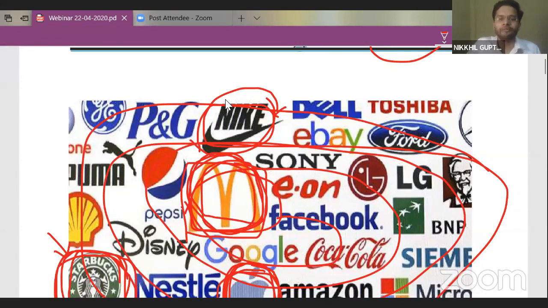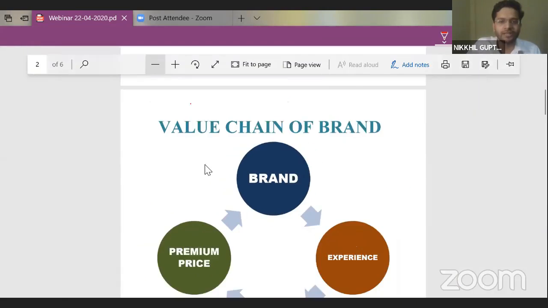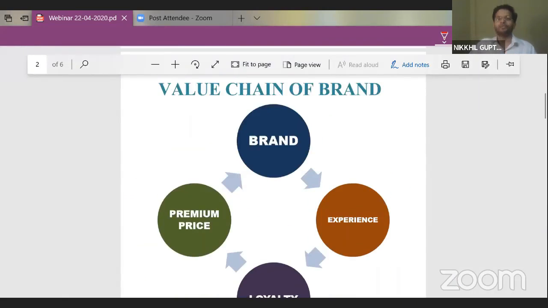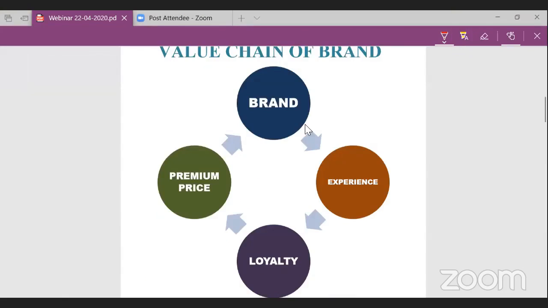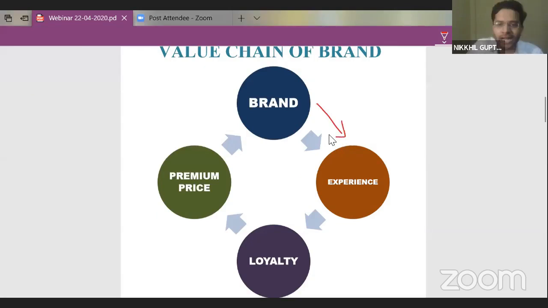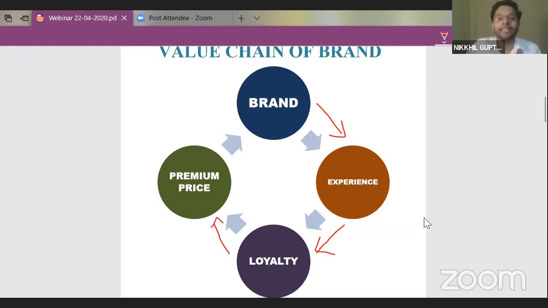So let me move on to the value chain of brand, which you can see on your screen. Guys, just have a look at this value chain of the brand. Brand means experience. Brand means good experience. Good experience gives us customer loyalty. Customers are loyal towards us. So good brand gives us good experience. Good experience gives us good loyalty. Good loyalty makes us charge premium price.